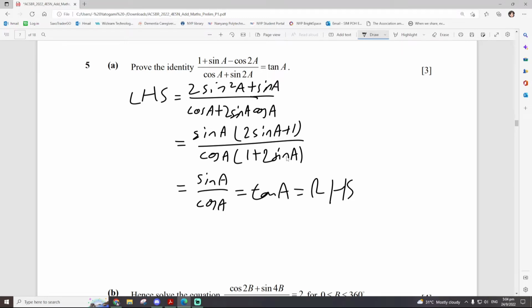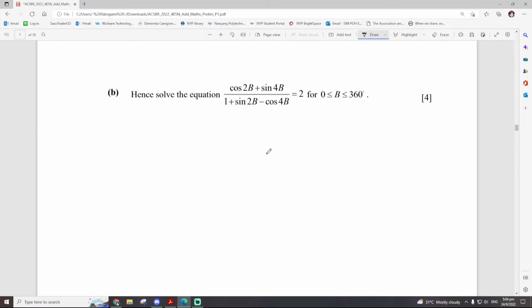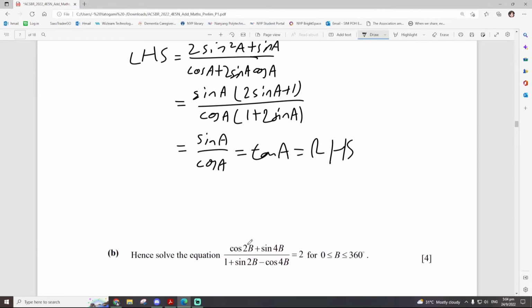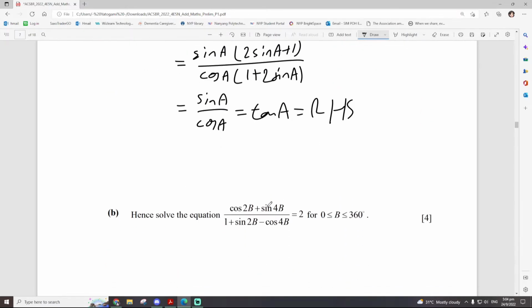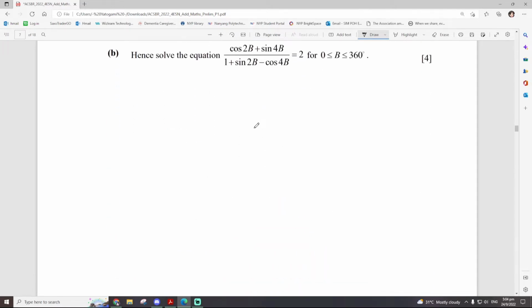So that is the idea. Hence, solve the equation (cosine 2B plus sine 4B) over (1 plus sine 2B minus cosine 4B) equals 2. The idea is to replace A with 2B. And it's a reciprocal, so we're actually going to consider this as cotangent 2B. Okay, so this is cotangent 2B equals 2. In other words, tangent 2B equals half.